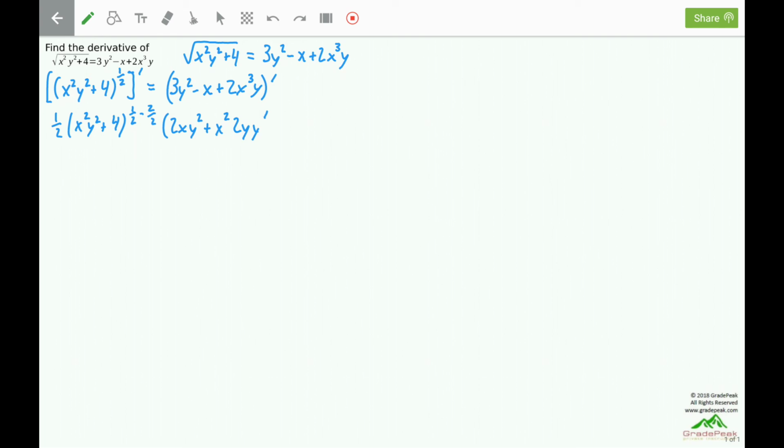Every time we take the derivative of a y term, we have a y prime multiplying it due to the chain rule. The derivative of the 4 is a 0. Equals, the first term will be a power rule. Bring the power down, subtract 1 from it, and then multiply by y prime to complete the chain rule. The derivative of minus x is minus 1. And then the third term on the right is a product rule. The derivative of 2x cubed will be 6x squared times the y left alone, plus 2x cubed times the derivative of y, which will be 1 y prime.